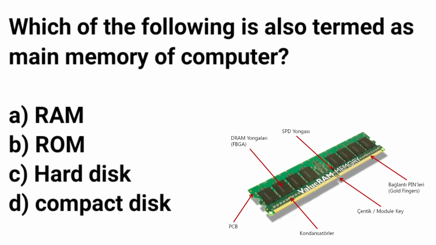Which of the following is also termed as main memory of computer? A. RAM. B. ROM. C. Hard disk. D. Compact disk. Correct answer is A. RAM.